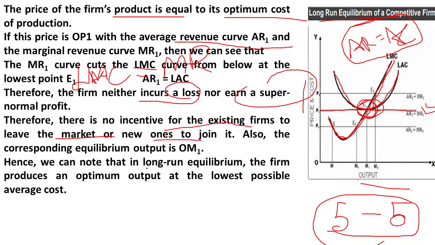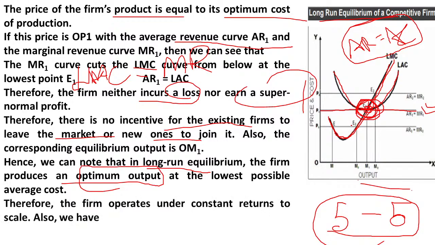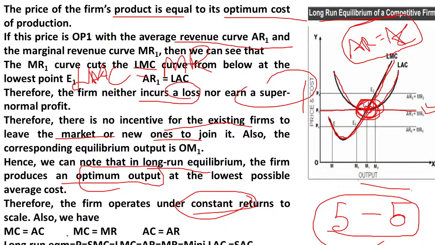Hence we can note that in long run equilibrium, the firm produces at the optimum level at the lowest possible average cost. Here, at the equilibrium point, the LAC curve is minimum. So the firm is going to produce the optimum level of output at the very lowest possible average cost. Beyond this, average cost is going to increase. Therefore the firm is going to operate under constant returns to scale. And here we have the condition of that equilibrium.